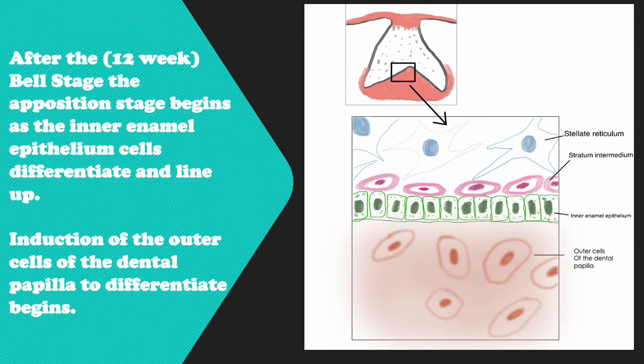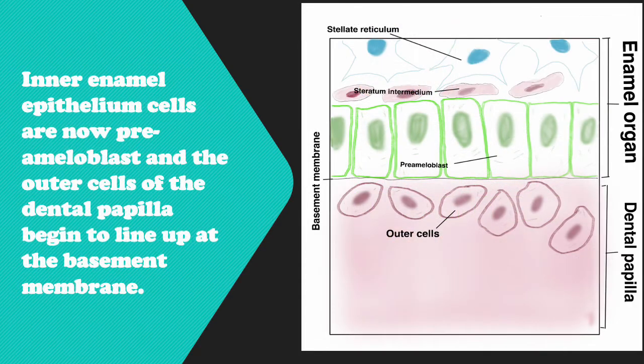At the 12th week, the apposition stage begins as the inner enamel epithelial cells differentiate and line up against the basement membrane. This causes or induces the outer cells of the dental papilla to differentiate as well. Inner enamel epithelial cells differentiate into pre-ameloblasts, and the outer cells of the dental papilla also begin to line up, repolarizing their nucleus further away from the basement membrane.